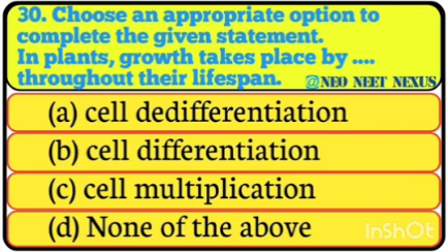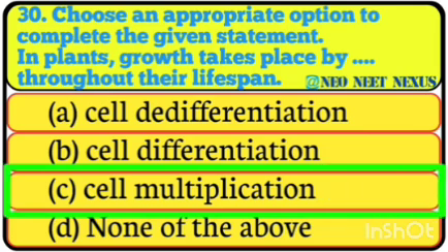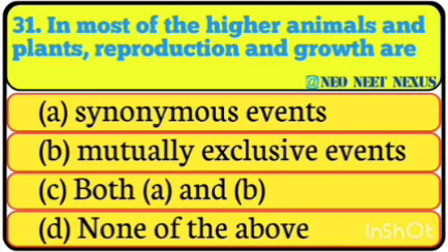Next, choose an appropriate option to complete the given statement. In plants, growth takes place by fill in the blanks throughout their lifespan. A. Cell dedifferentiation, B. Cell differentiation, C. Cell multiplication, D. None of the above. Correct answer is option C. Cell multiplication.